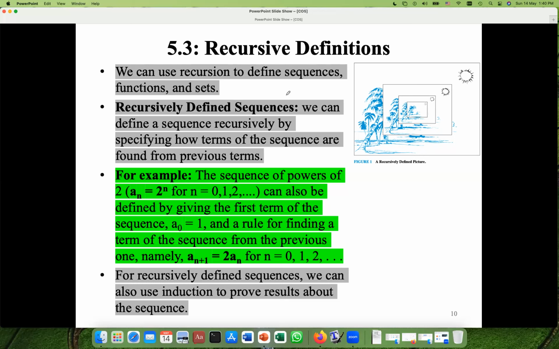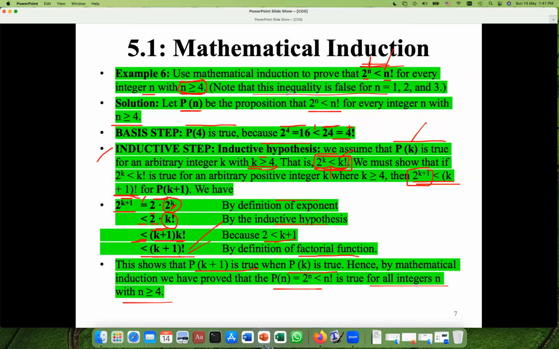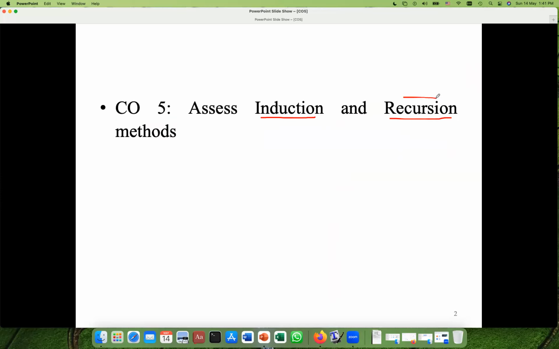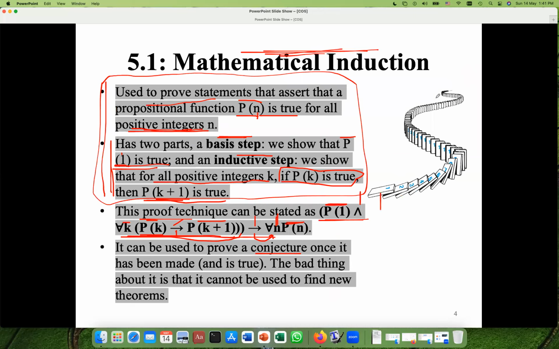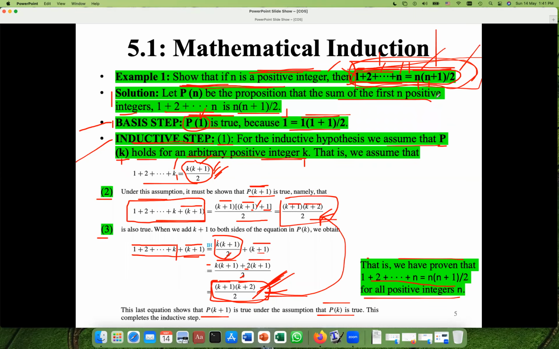Because there are only 20 slides. So now I'm moving to the second part of the CO, which is recursion. How many students are here who already knew mathematical induction before this introduction? This was the question I asked at the beginning of this lecture. Any student who already has knowledge of mathematical induction from any other course? So this is your first time?